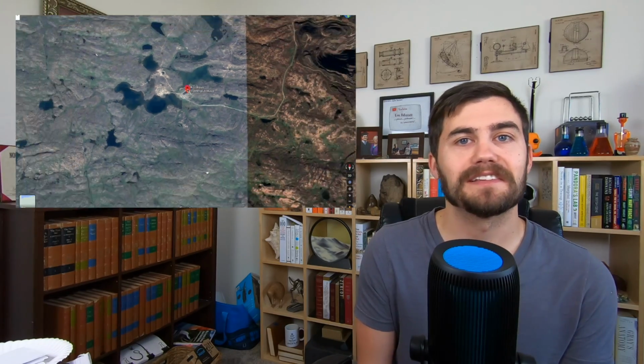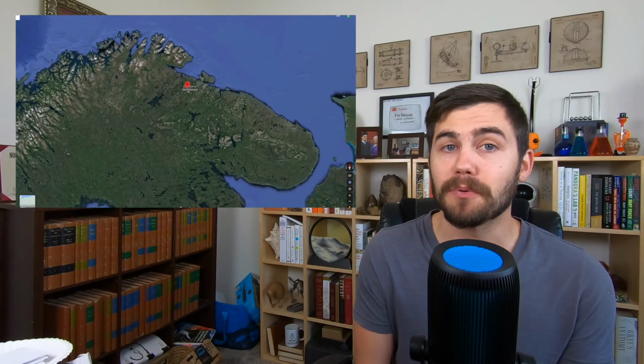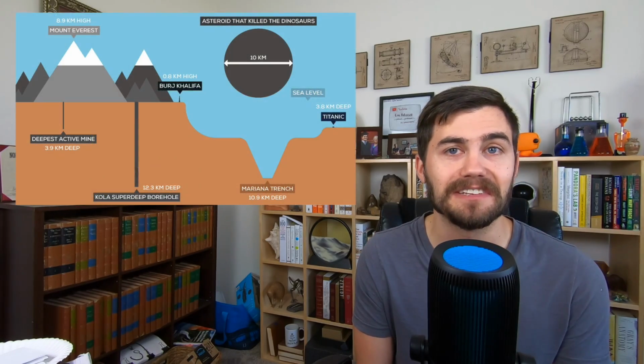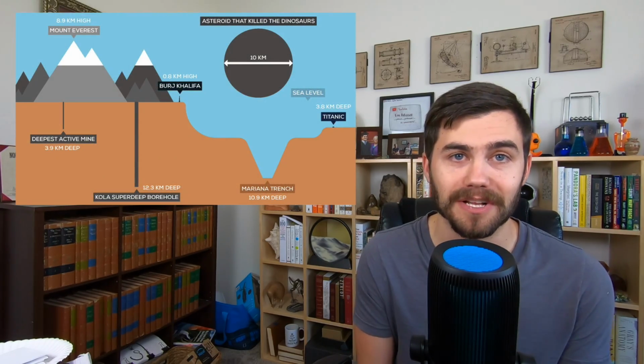Alright, now, how on earth do we actually know any of this? Have we gone and checked? Well, the deepest hole ever dug is the Kola Super Deep borehole in Russia, right next to the Norwegian border. At one point, this was an exciting research area, but it is now completely abandoned. The hole is 12,262 meters deep, so 12.2 kilometers.